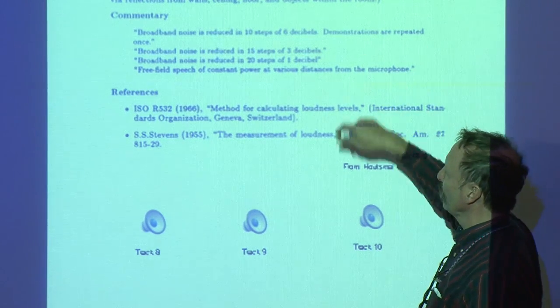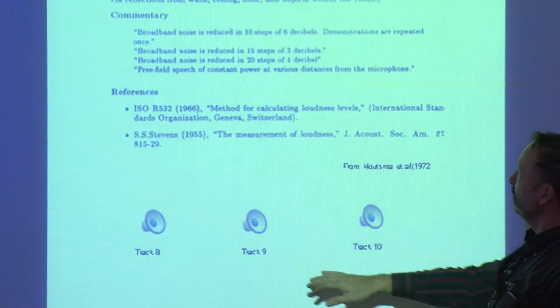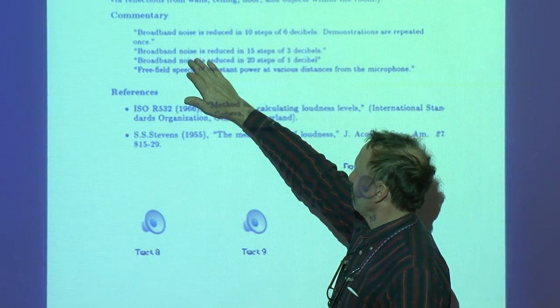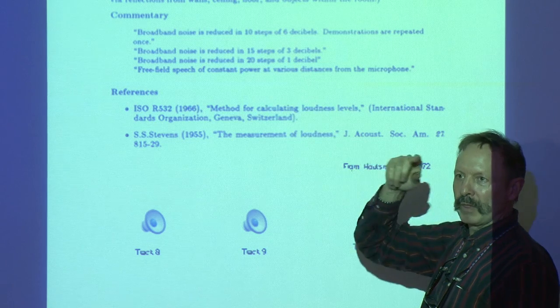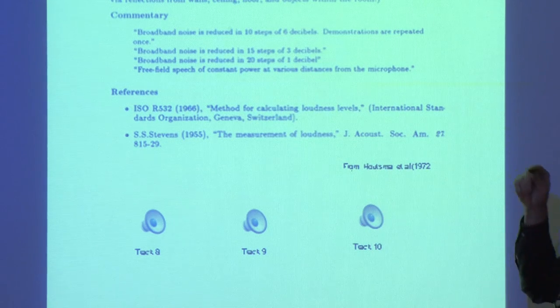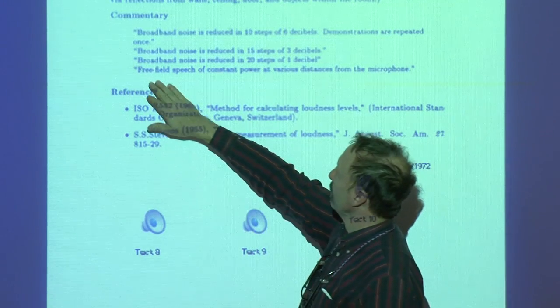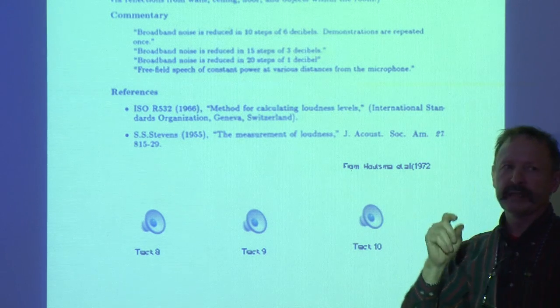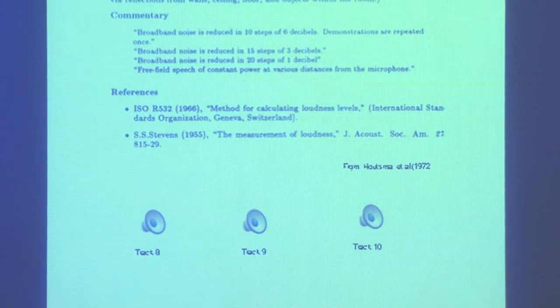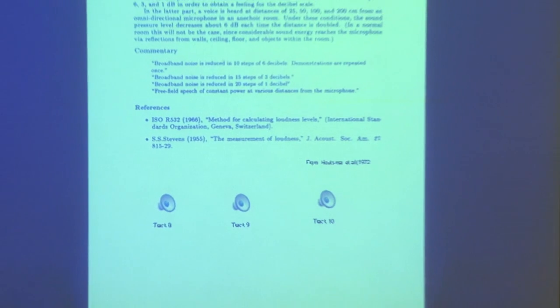And demonstrations are repeated once. Okay, the second demonstration is the same noise reduced in 15 steps now of 3 decibels. So there's a little bit of a smaller scale, though you'll still be clearly audible. Third, broadband noise is reduced in 20 steps of now 1 dB. So let's listen to see if we can hear 1 dB steps.